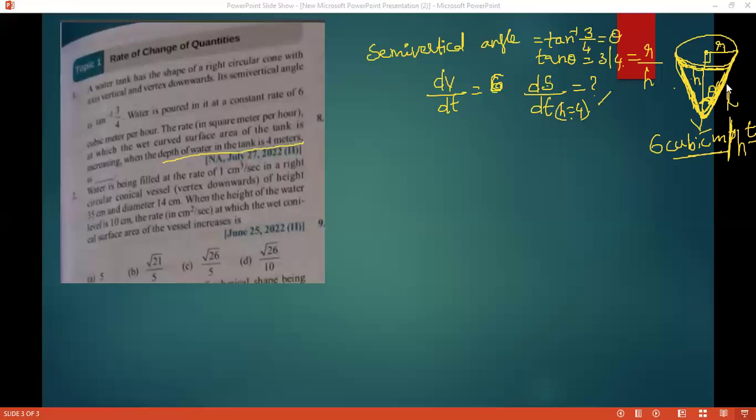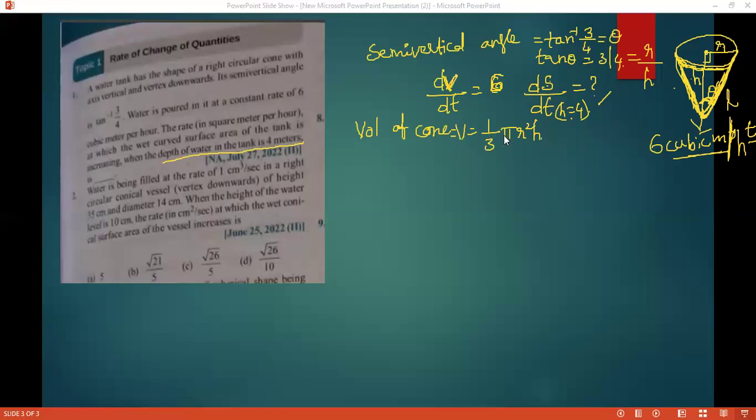You know that. Now this is no doubt a cone, right? Because here you got a clue, the volume. So can we write the volume? What is the volume of a cone? Volume of cone is equal to 1/3 pi r square h. We know this, correct? So volume of cone is V. And here dV by dt is given as 6.